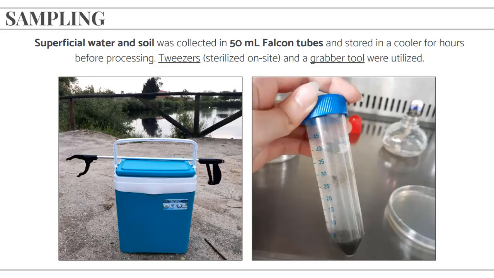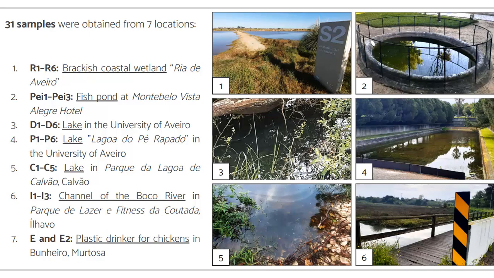For the sampling of superficial water and soil, I went to freshwater or saltwater sites with falcon tubes, tweezers, a grabber tool and a cooler. I got in total 31 samples from 7 locations. I went to Rio de Janeiro, a fish pond, 3 lakes, a channel of the Boco River, and even got some samples from a plastic drinker for chickens.